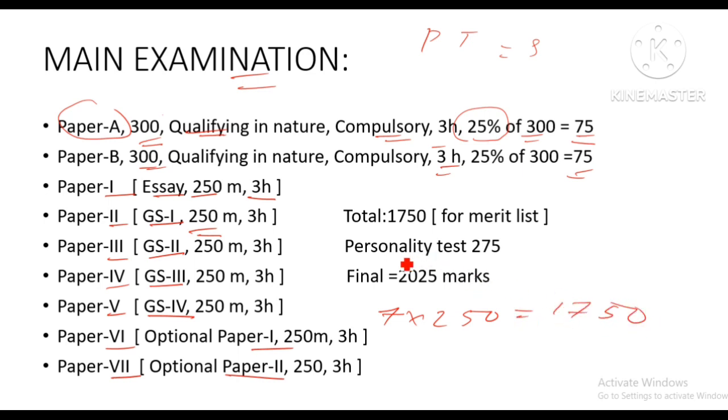And after that, the personality test will be there, 275. That means you have to add 275. So the total marks will be 2025. Whatever you obtain out of 2025 will be counted in the merit list. If you get a very good score, then you will be in the final list. Next, I am going to go through the detailed syllabus of paper A, paper B, and all the next papers.